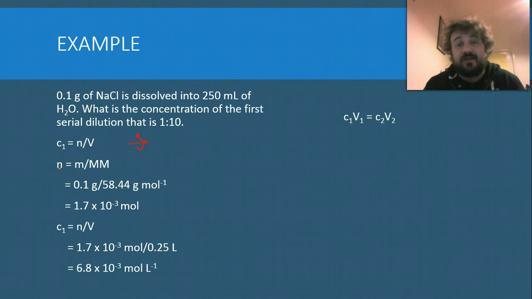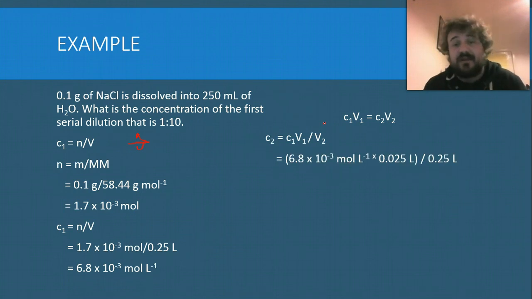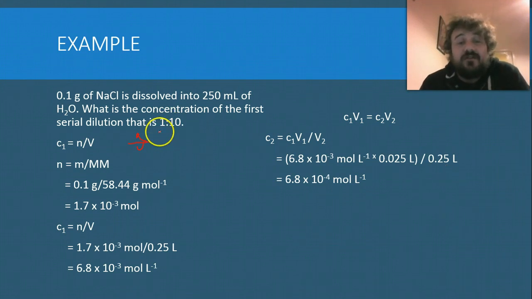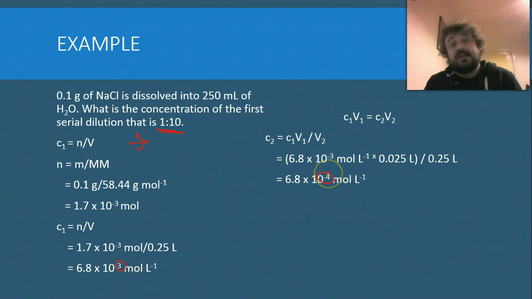Now, the next step, we go to our second formula. Actually, it's our third one at this stage. So C1V1 equals C2V2. Rearrange it. Okay, so this gives us 6.8 times 10 to the minus 3 times 0.025 divided by 0.25, which gives us 6.8 times 10 to the minus 4 moles per litre. Now, this here is a serial dilution, okay? So that actually makes it very easy for us to check our working, because the only thing that should change is that number there overall. We should go down by a factor of 10.